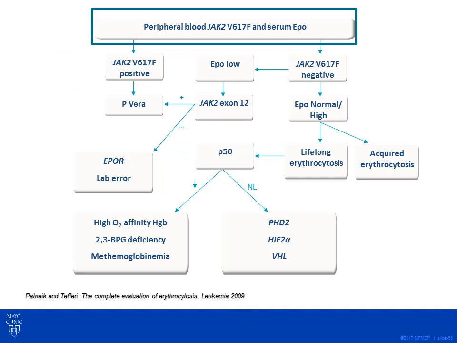But the other key branch point is right here, the P50. Particularly as we get down, you can see the hereditary causes. It pretty much splits it, and helps us very much to decide whether we want to go down the oxygen sensing pathway or to the high oxygen affinity variants.